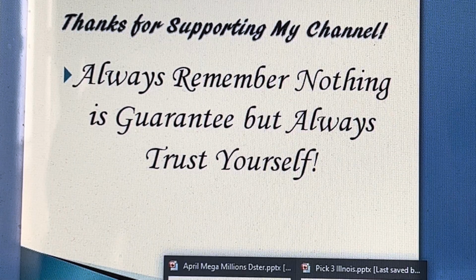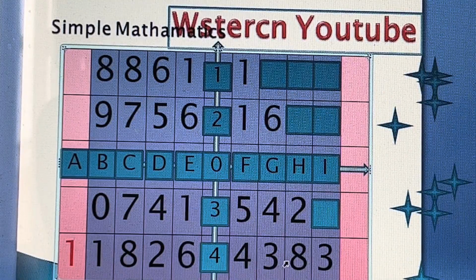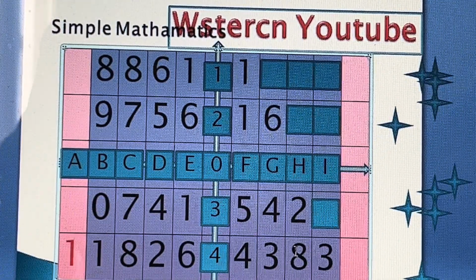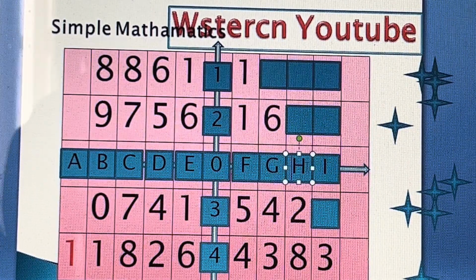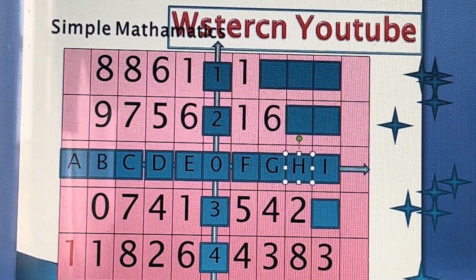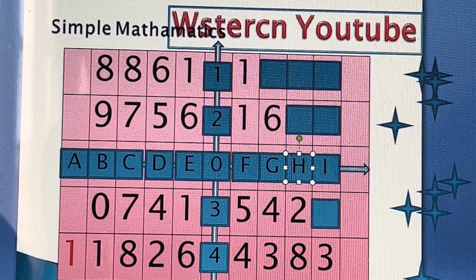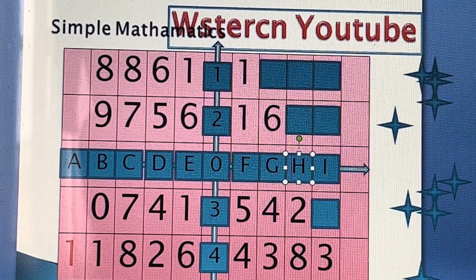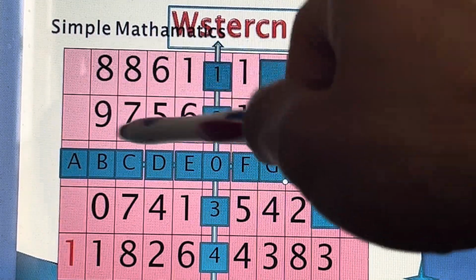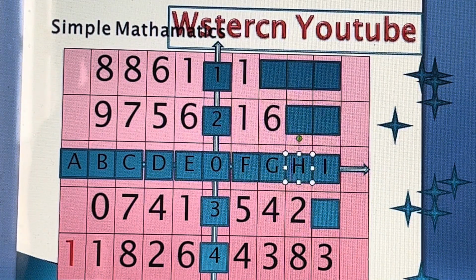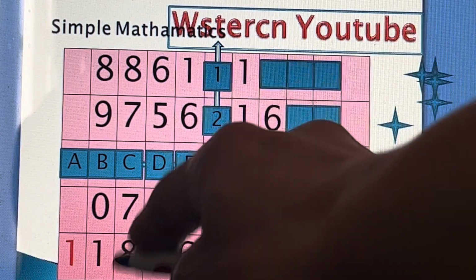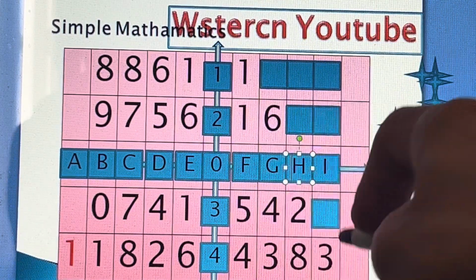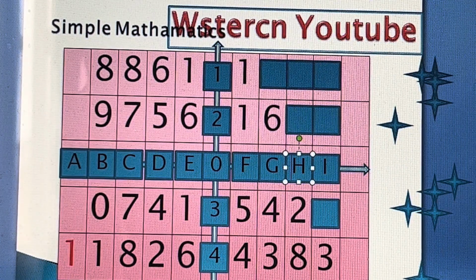So let's look at some simple equations. Now this is a Dster setup, and anybody can do it. It's a random Dster setup equation. So we have 8, 8, 6, 1, 1, and we have 3 blue blocks, and 9, 7, 5, 6, 1, 6, and 2 blue blocks, and 0, 7, 4, 1, 5, 4, 2, and 1 blue box, and 1, 1, 8, 2, 6, 4, 3, 8, 3. And it's on the X and Y axis with the numbering.